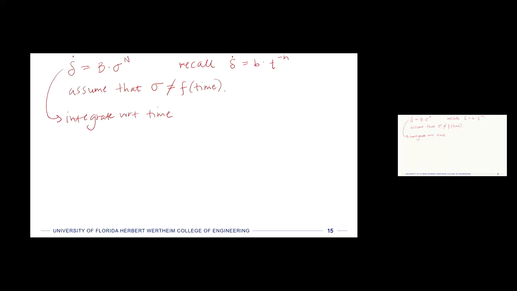So we get delta dot is equal to some constant times time times stress to some exponent n, and then we'll keep our little constant of integration there. But the constant of integration is usually very small, and so we kind of just assume it's 0. And so this is called, if we sort of circle this right here, the log stress time creep law.